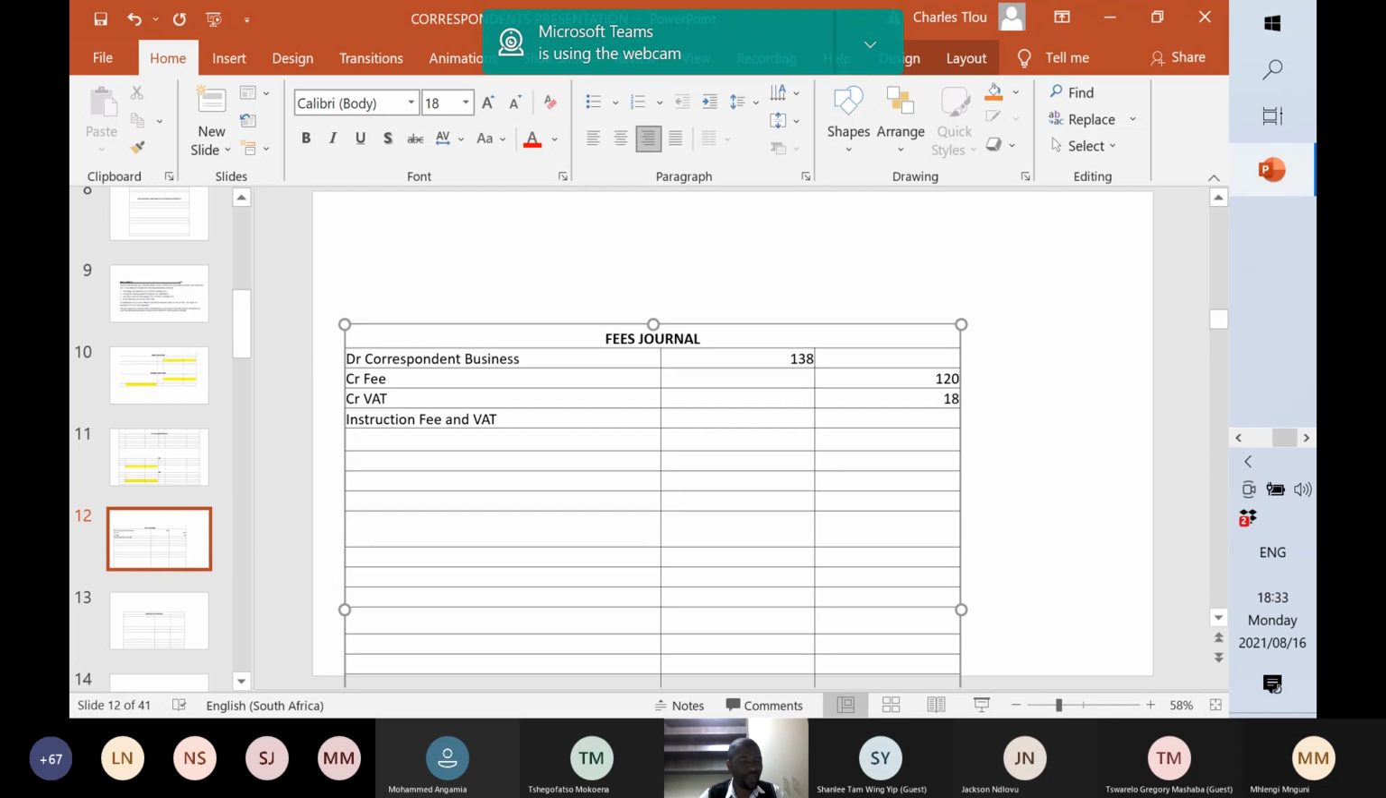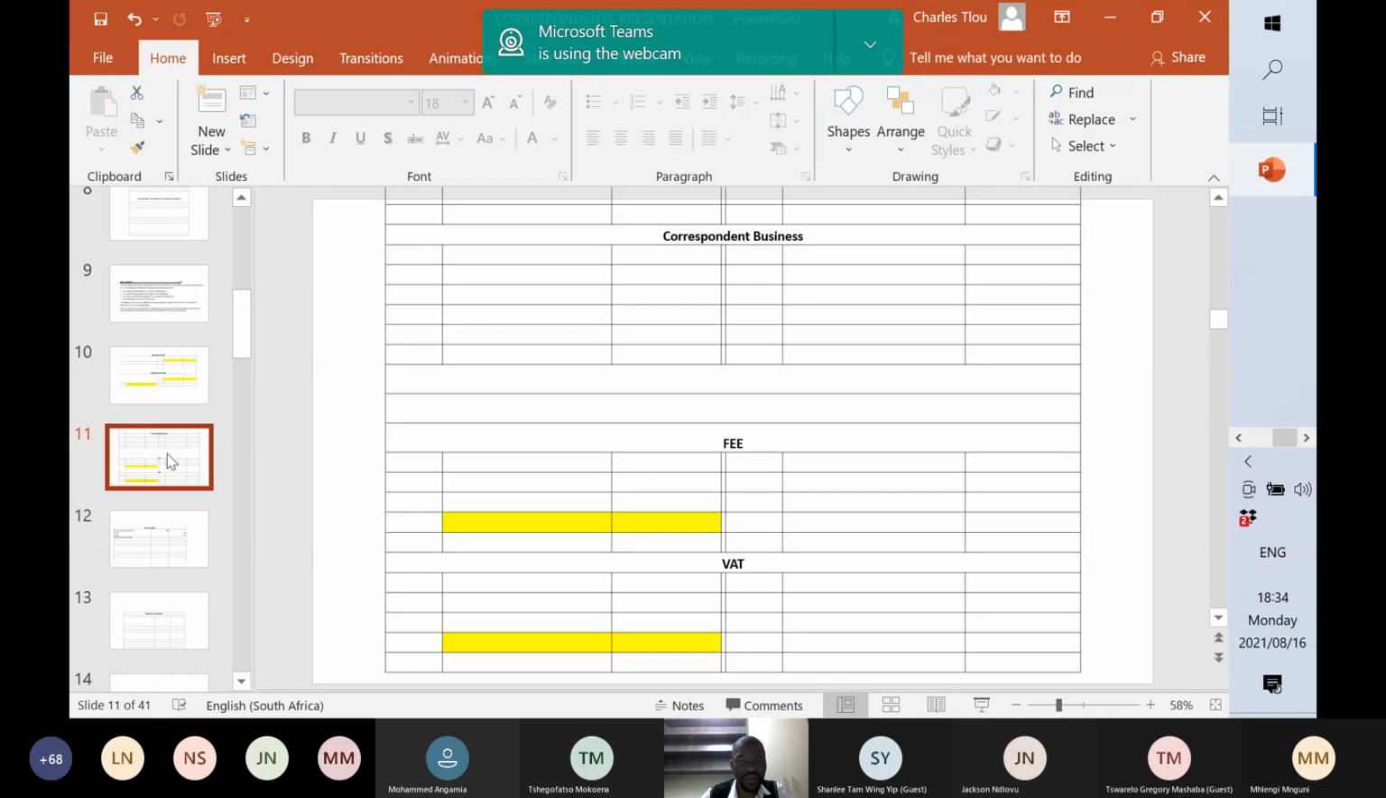That is your instruction fee and VAT. That is in your fees journal. Now, as it is in your fees journal, you need to post it to your ledgers. Everything you record in your fees journal must ultimately be posted to your ledgers. It says here, debit correspondent business 138. This is correspondent business, and they say here that we need to debit that correspondent business.